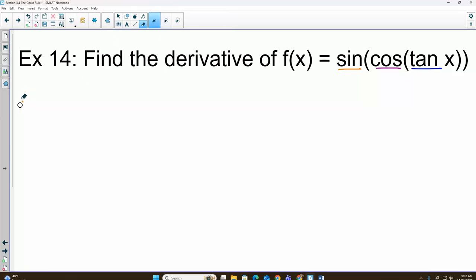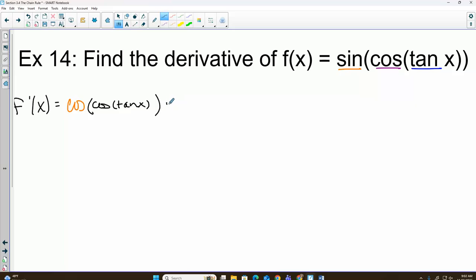Cosine. So, my derivative, f prime of x, derivative of the outside, derivative of sine is cosine. The inside stays the same. So cosine of tangent x, times. We are working our way in. We have to do the derivative of the inside. So, what's the derivative of cosine? Negative sine. Inside stays the same.